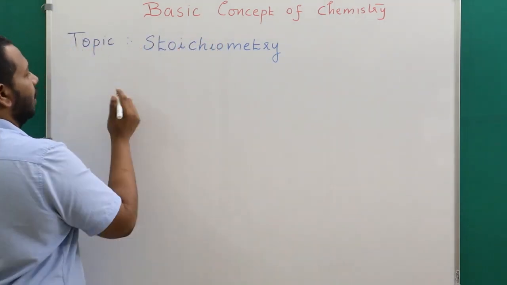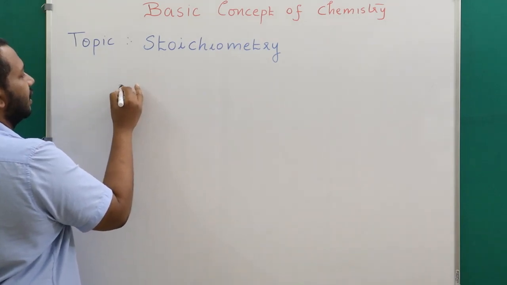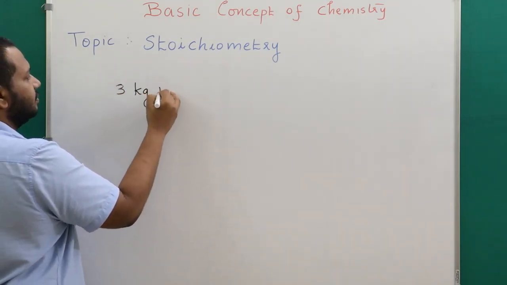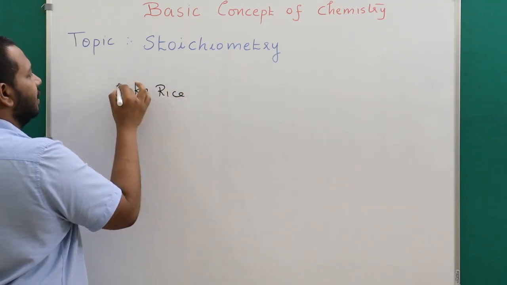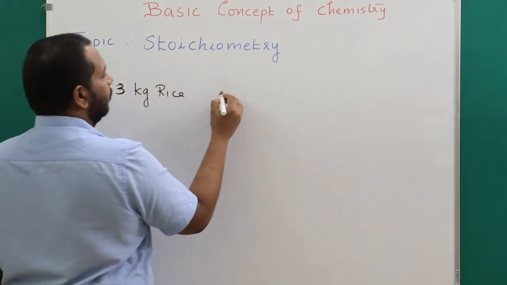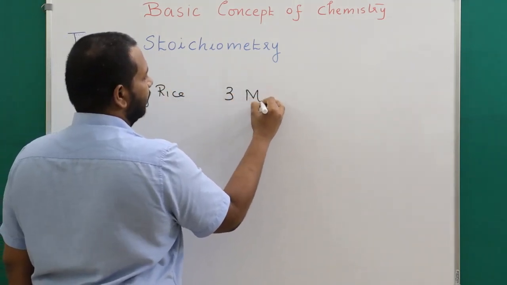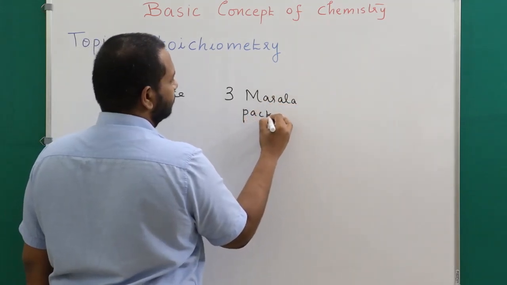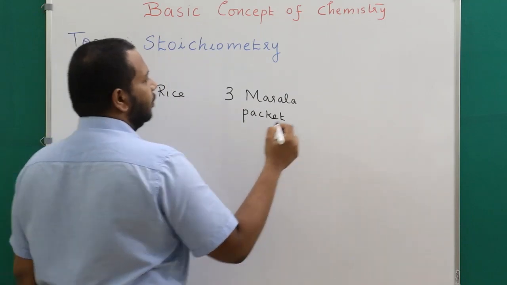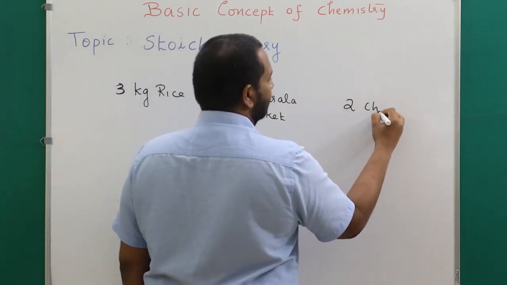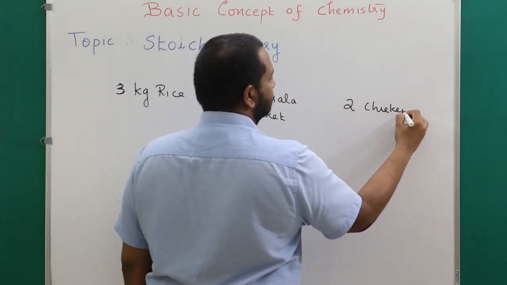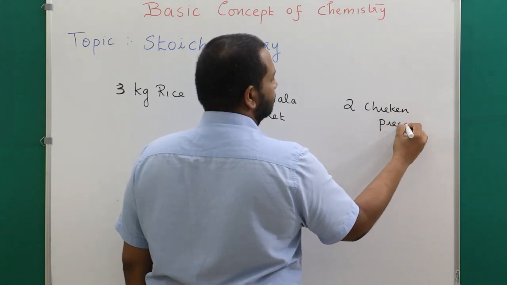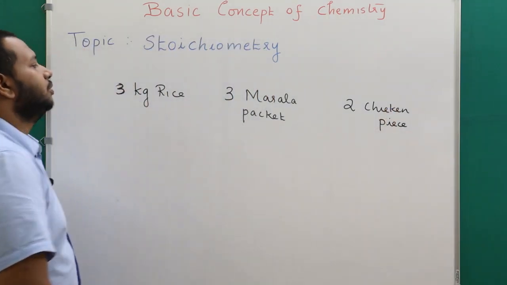So now you have 3 kg rice. Now you have 3 masala packets. And you have 2 chicken pieces there. Okay, you have 2 chicken pieces.